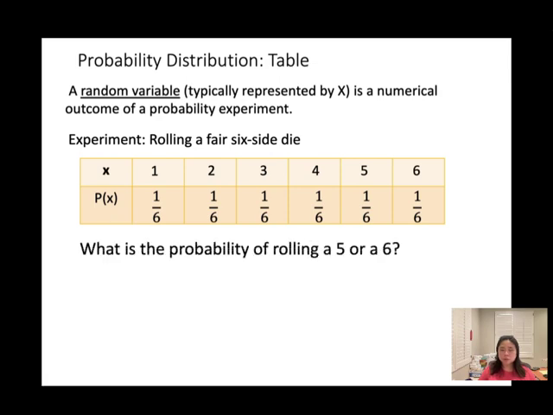What is the probability of rolling a 5 or a 6? When I'm rolling a fair 6-sided die, what is the probability of getting these two numbers, 5 or 6? We have 2 outcomes out of 6 outcomes. So that will be 2 over 6, which is 1/3.